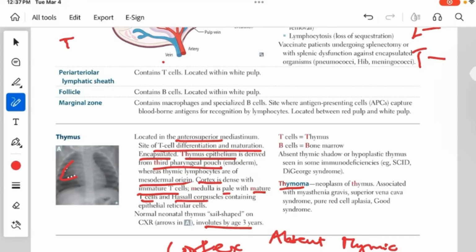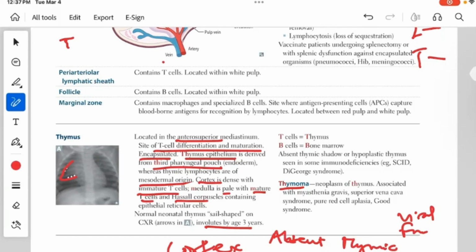And if something is wrong with the thymus, then something is wrong with T cells. And if something is wrong with T cells, then something is wrong with the immune system, and that patient will be prone to certain kinds of infection, particularly viral, fungal, and other symptoms as such. So just this thymic shadow, very important.